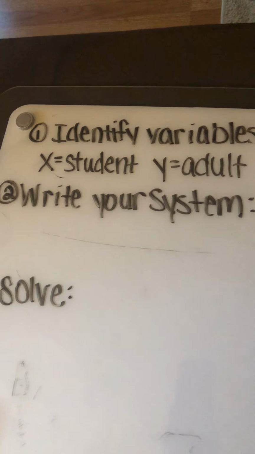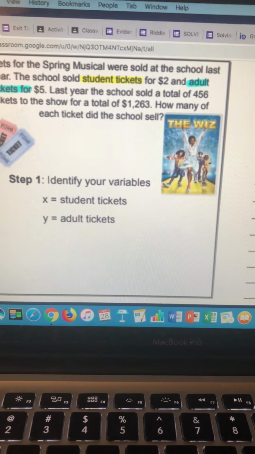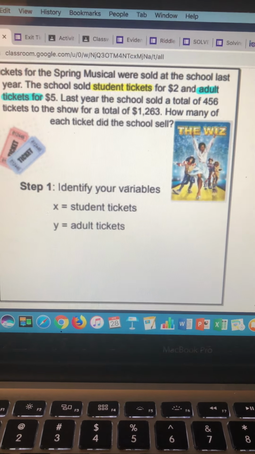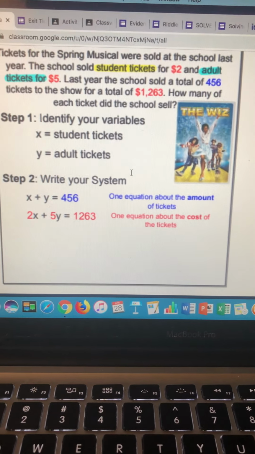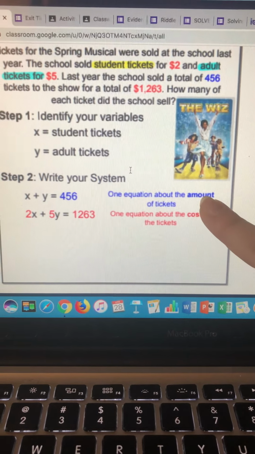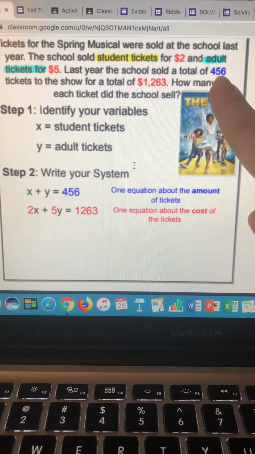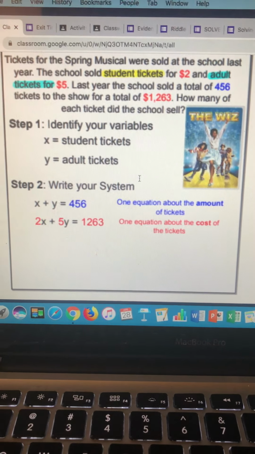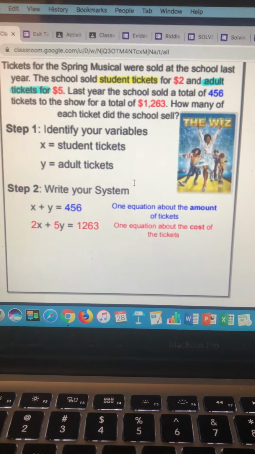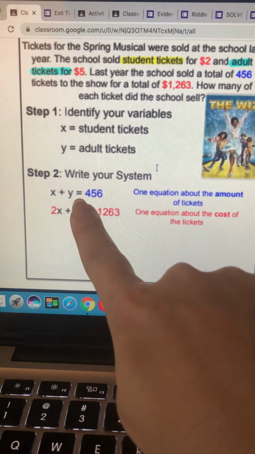Step 2, we want to write our system. So here is where that little reminder and in most cases thing comes up. So this is just showing our 2 variables. So now we want to write our system. So to write your system, one equation is going to be about the amount of tickets. And in the problem, they told us that there was a total of 456 tickets sold. Well, if there was a total of 456 tickets sold, that's a combination of student and adult tickets.